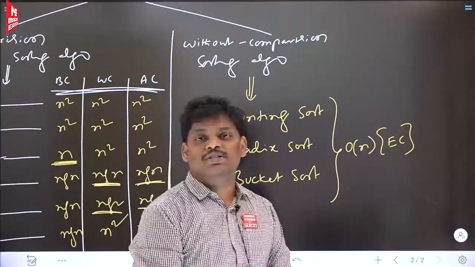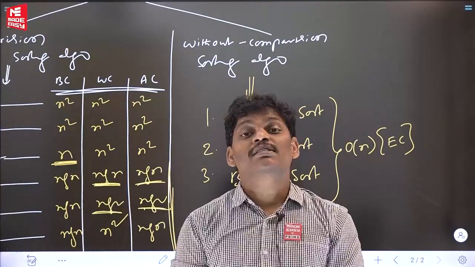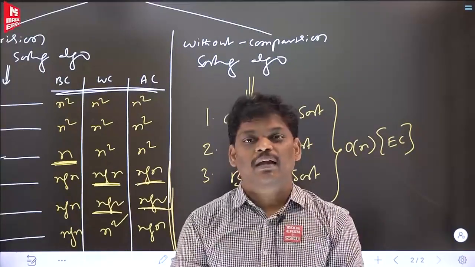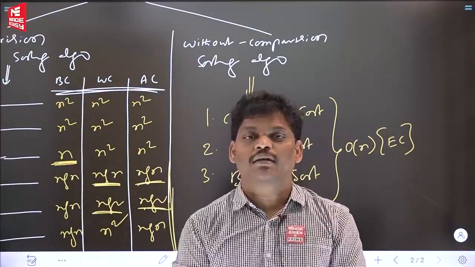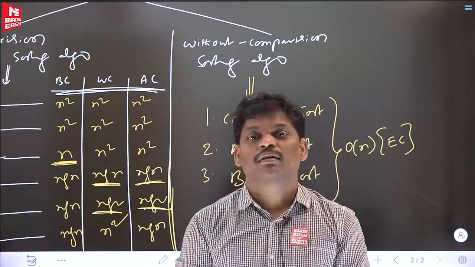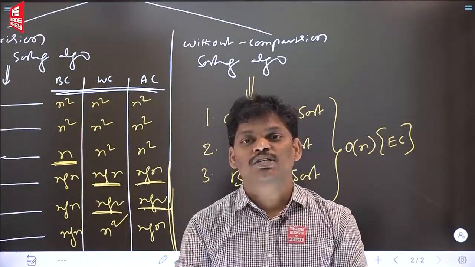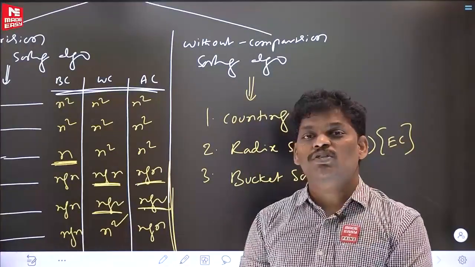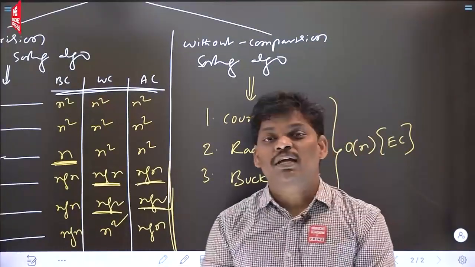What condition? The counting sort condition: an array of n elements where every element is in the range of 1 to n, then time complexity is n. If every element is in the range of 1 to n square, then time complexity is n square. If in the range of 1 to n cube, then time complexity is n cube. Counting sort time complexity is based on range.